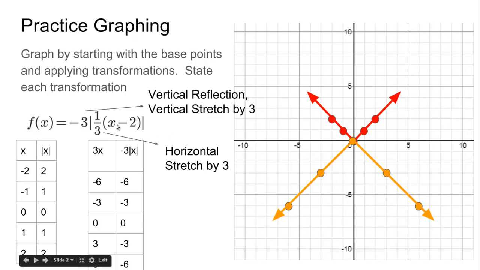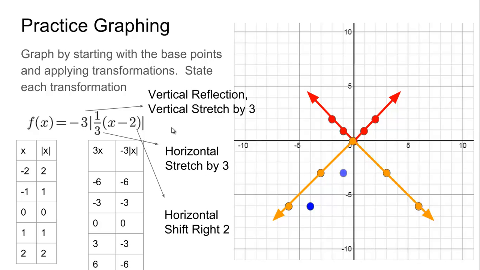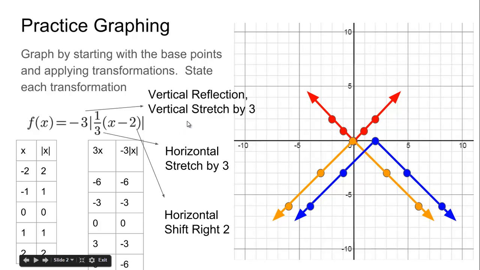Okay. And then we've got the 2 inside, which actually means a horizontal shift right 2. And so we just take every point and shift it to the right 2. And that's the shape we've got. Okay. So what I'll ask you to do is state every transformation and then show how the base points are changing.